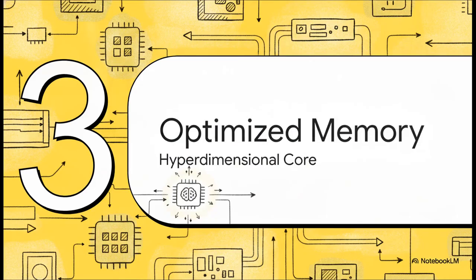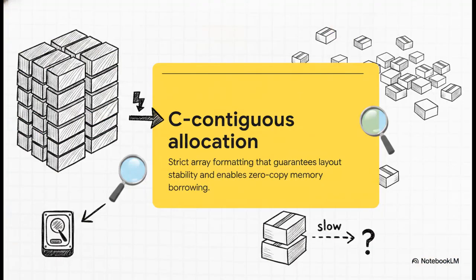Which brings us nicely to Section 3, optimized memory management and vector calculations. So, you might be wondering, how on earth is it possible to run such a complex system on a standard CPU without it just grinding to a complete halt? Well, it all comes down to a technical optimization called C-contiguous memory allocation.